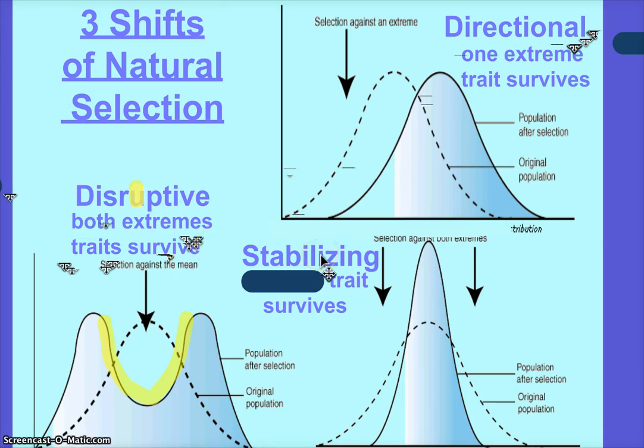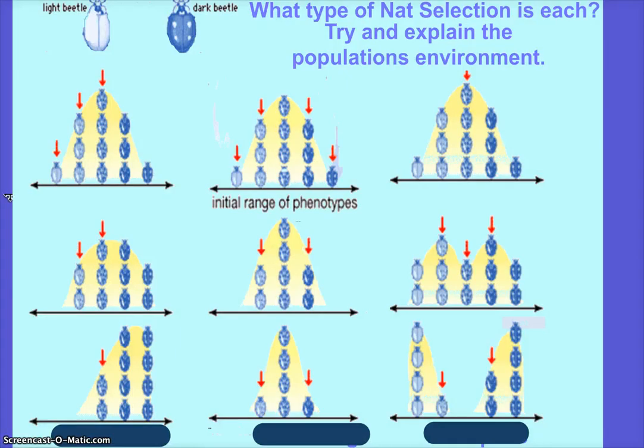What about stabilizing? Instead of the extremes? Average. Good job. The average trait is favored in a specific scenario, and the population with the average trait survives and reproduces offspring.